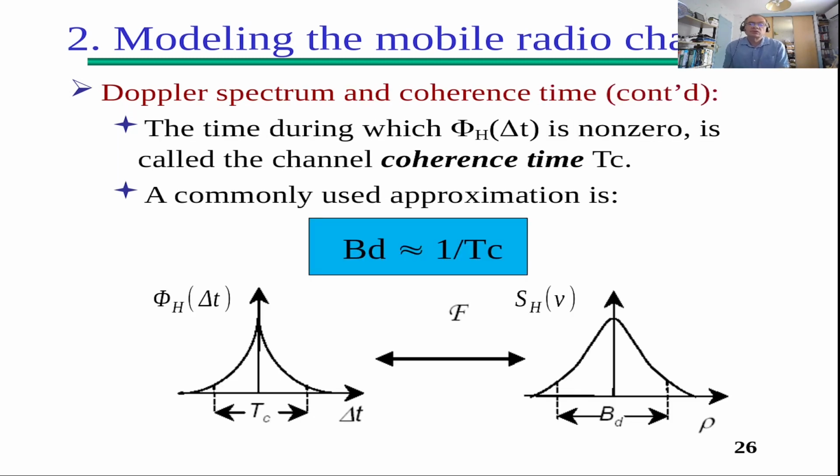So the time during which the function phi_H of delta t is non-zero is called the channel coherence time. In fact, it's also an aspect we've seen before, the time stability region on your transfer function. So a commonly used approximation for that is that the coherence time is related to the Doppler spread by BD is 1 over TC.